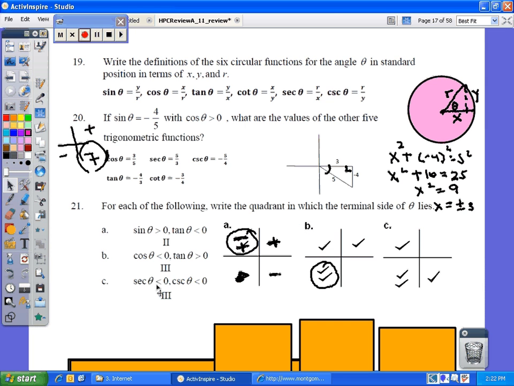First of all, secant is the reciprocal of cosine. So if secant's negative, cosine's negative. Cosine's negative in the second and the third. So negative here and here. And then cosecant was negative, which means sine's negative, and sine's negative in the third and fourth. So both conditions held true in the third.